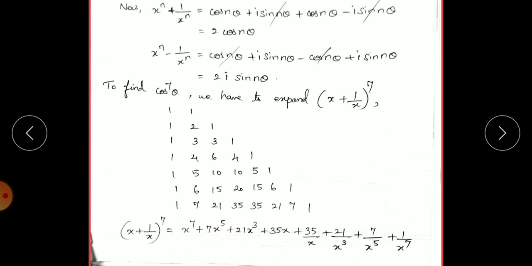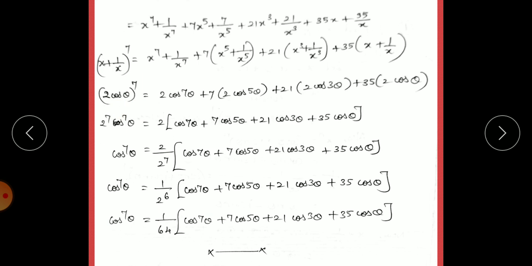So 2 cos theta the whole power 7, and this is x power 7 plus 1 by x power 7, which is 2 cos 7 theta. Then this is 7 into 2 cos 5 theta, likewise 21 into 2 cos 3 theta, 35 into 2 cos theta, and this is 2 power 7 into cos power 7 theta. We can write like this.